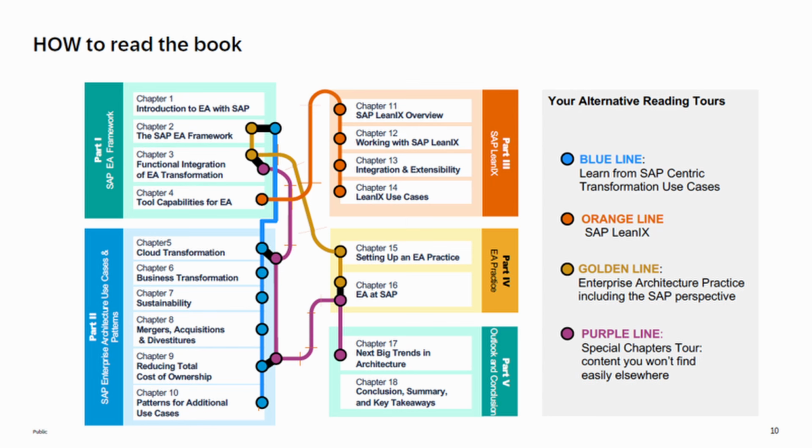For very experienced architects who might want to see what the specialties of the book are, we also have another reading experience, which is the purple line, which links the special chapters. And in the end, you can also open the book on any page you want and have your own individual experience. Or you read it from page 1 to page 561, or whatever it is. That's a bit of our how-to-read-the-book.